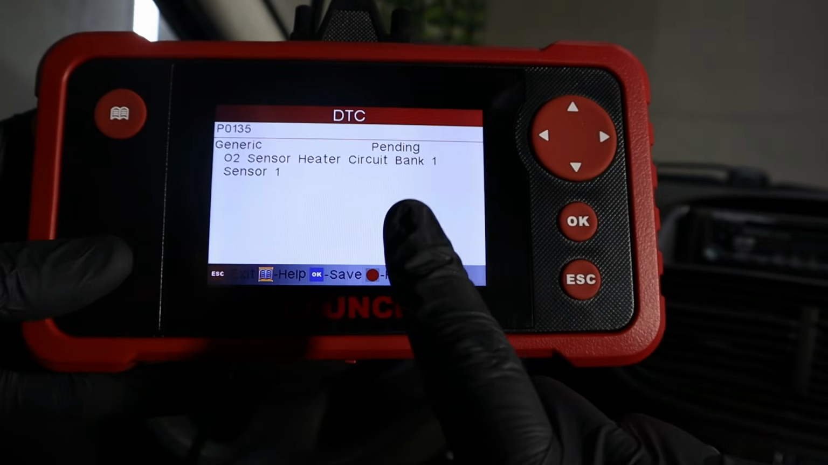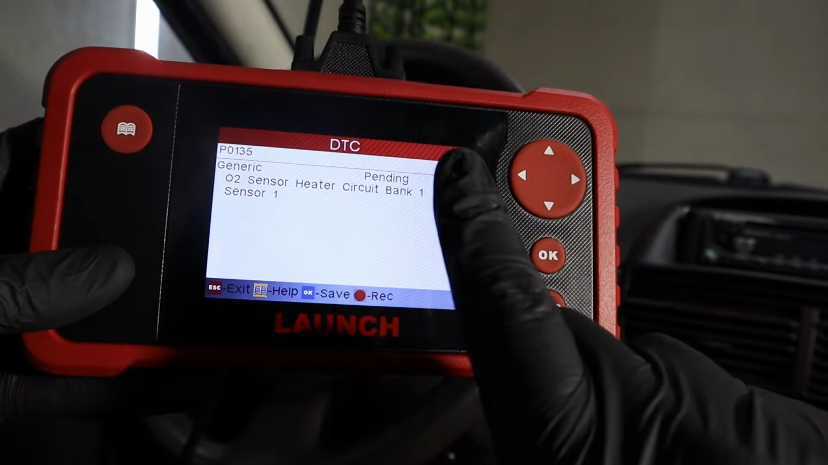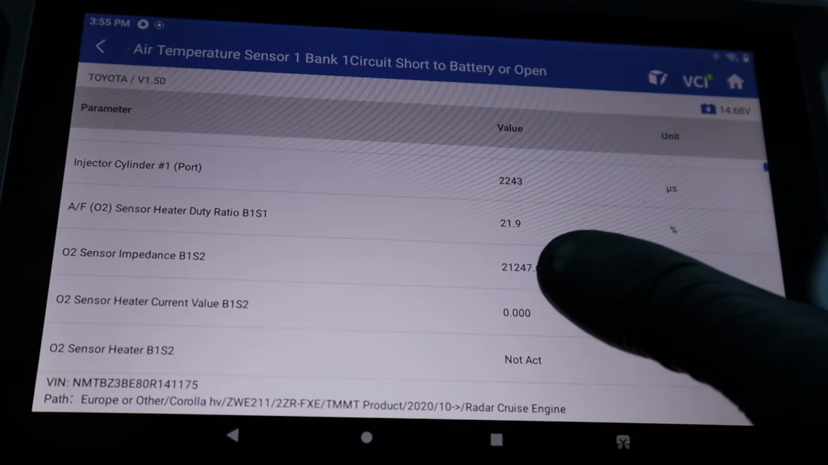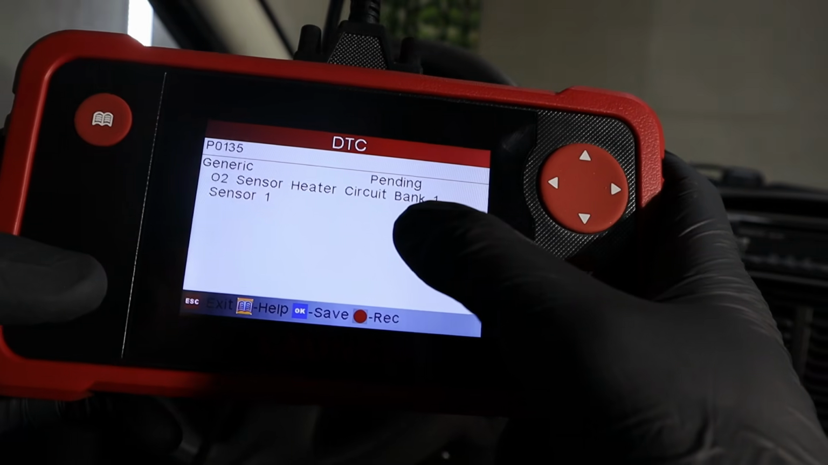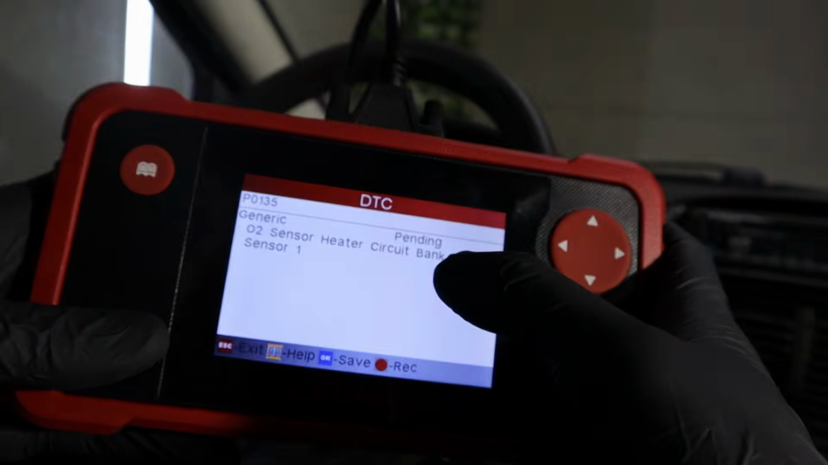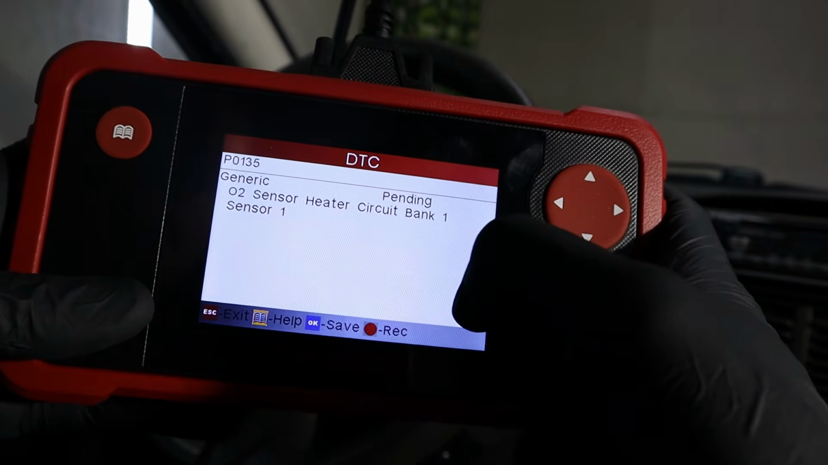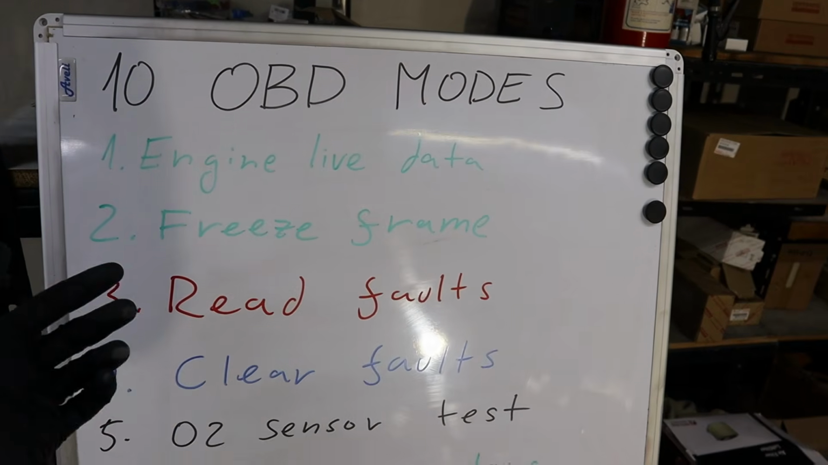Now, freeze frame data is not available for every code. Also, it depends on the scanner. The scan tool will usually show more freeze frame data for more codes. If this code was confirmed and not pending, I should also see the freeze frame data list. Okay, then read faults. I am already talking about that.